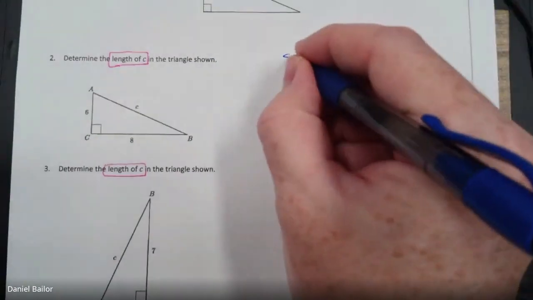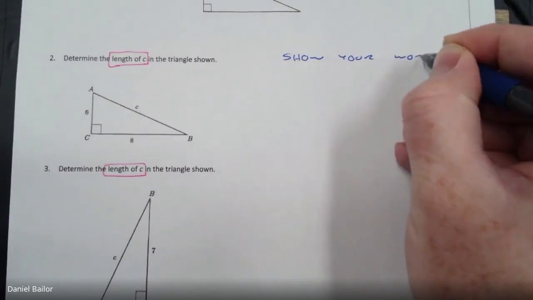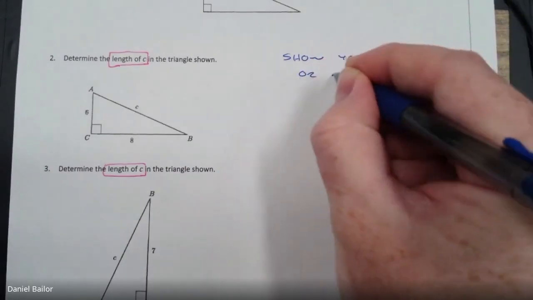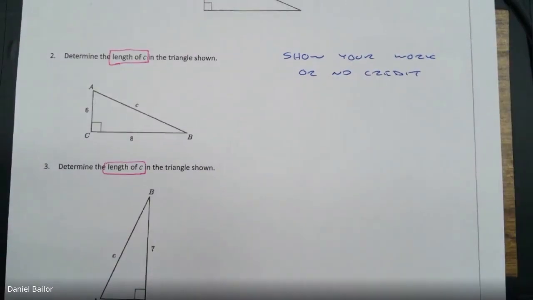In fact, I'm going to write it right here so there's no excuse. Show your work or no credit. Show your work or you do not get credit. I want to see what you do. I want to see your brain working on the paper. And that is the lesson.